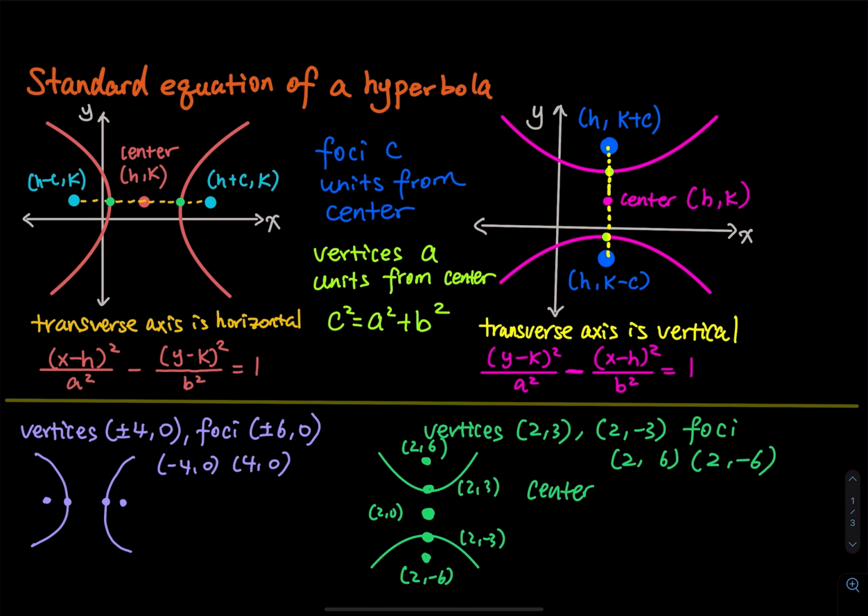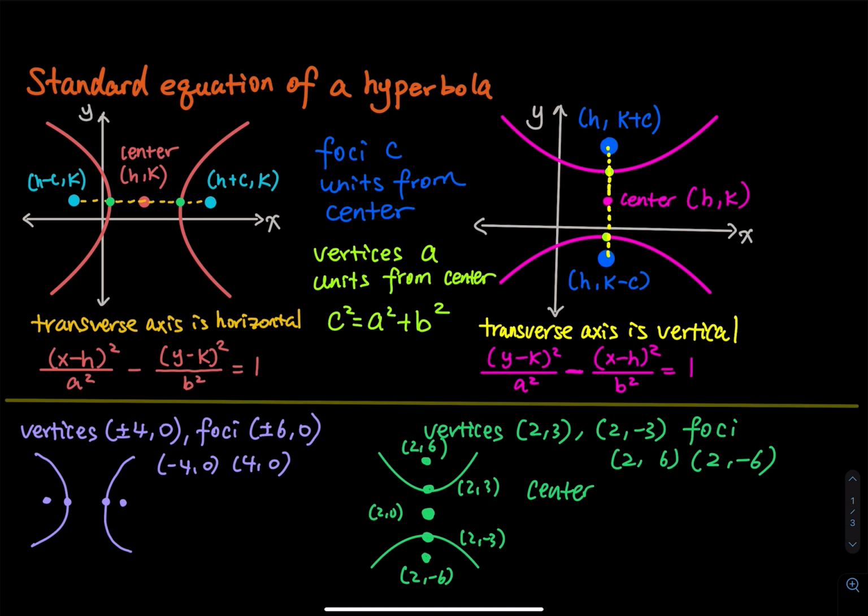Starting at the center (h, k), if you add c units to the x coordinate, h plus c, you reach this focus. If you take h minus c, you reach this focus. Look right over here: the foci are c units from the center. Starting at (h, k), add c units and you reach the focus on the right. Subtract c units and you reach the focus on the left.